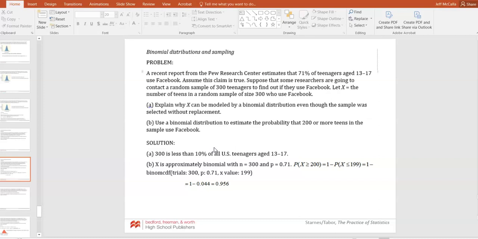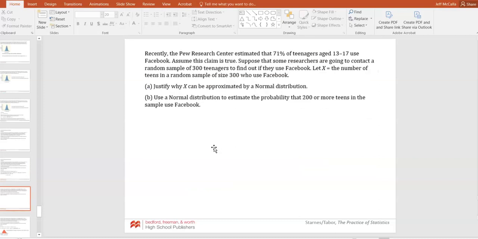And they also use binomial CDF. It's a range of values. In this case, if you want 200 or more teens, on the Inspire you use CDF with a lower bound of 200 and an upper bound of infinity, or 300 if you want. It doesn't really matter if you use 300 or infinity in that case. Use a binomial distribution. So we're just going to do it that way.